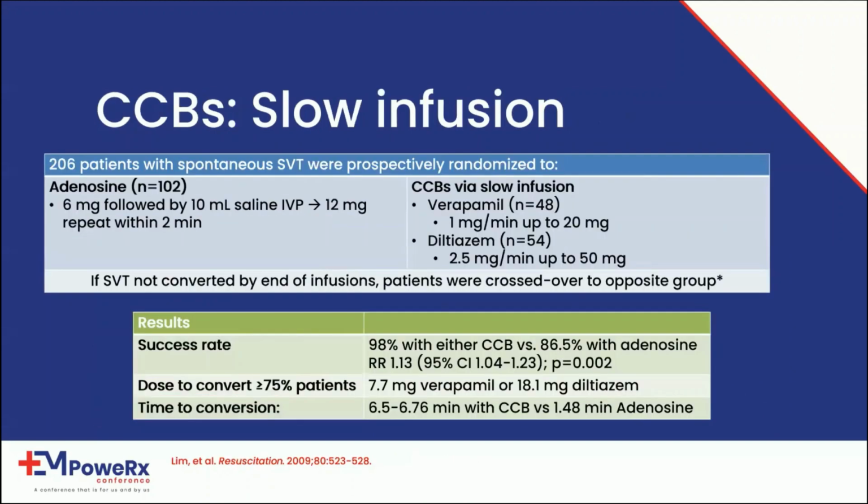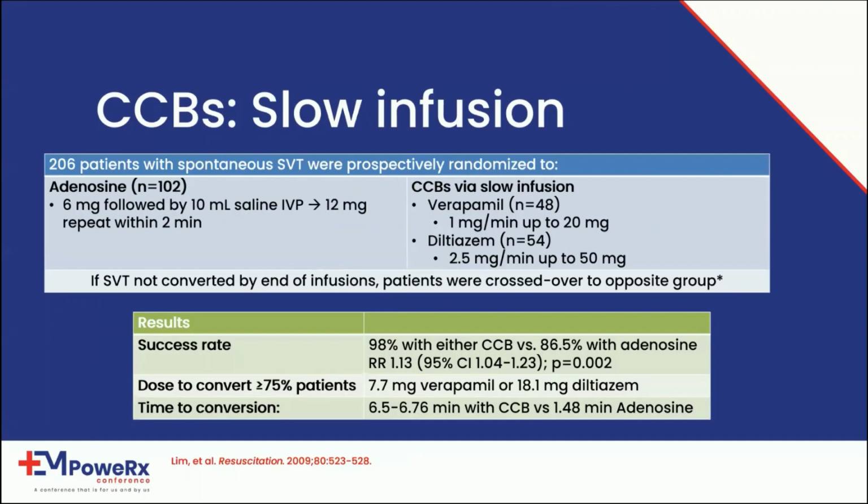So Lim and colleagues, this was one of the 2 new studies that was included in that Cochrane review. They looked at slow infusion of calcium channel blockers as a hopeful means to mitigate any risk of developing prolonged hypotension after infusion. So they prospectively randomized patients to either adenosine in your standard dosing, not in a single syringe fashion, so just 6 milligrams followed by a 10 cc push, repeating with up to 12.